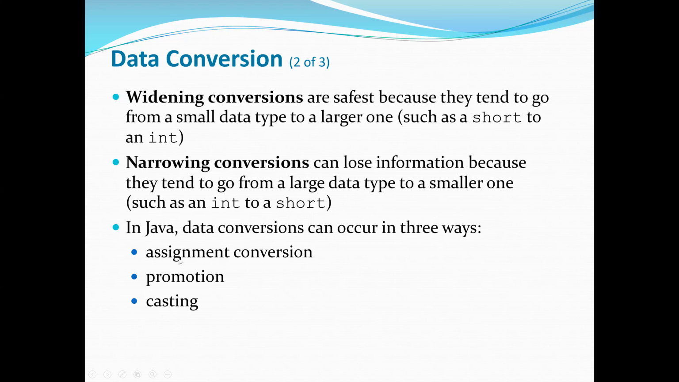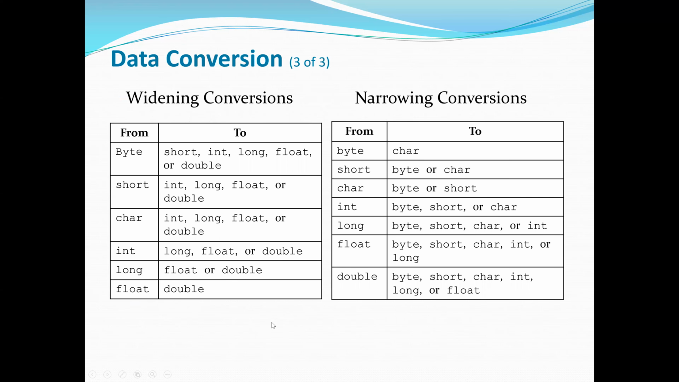So in Java, a data conversion can occur in three ways. First, assignment conversion. Second, promotion, which is done by the system. And also casting, which we do ourselves. So casting means we convert the data ourselves. Promotion, again, is implicit. Casting is explicit.